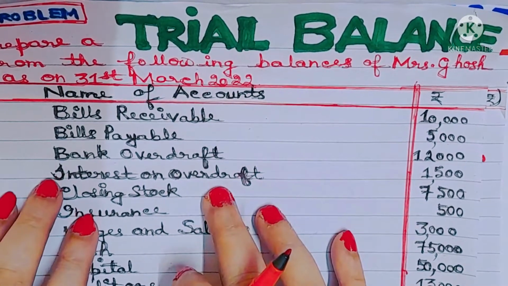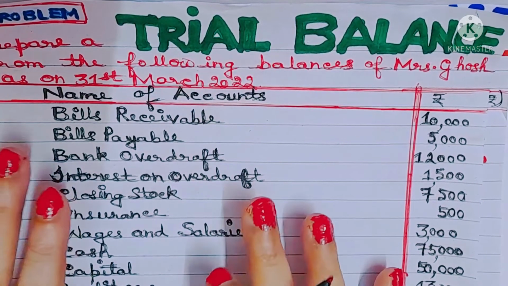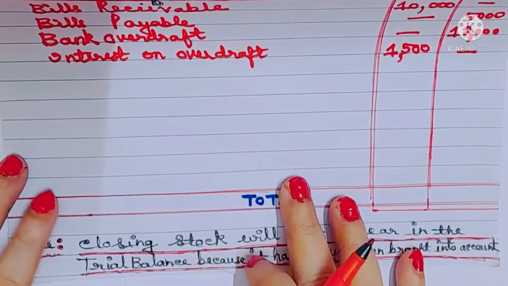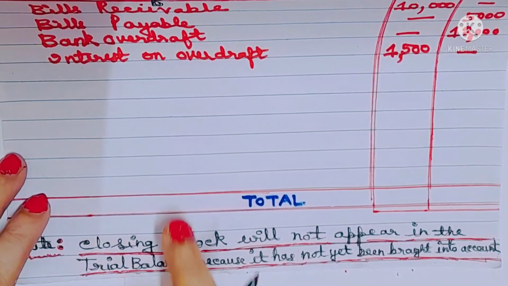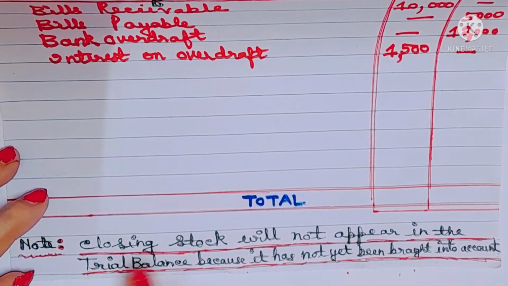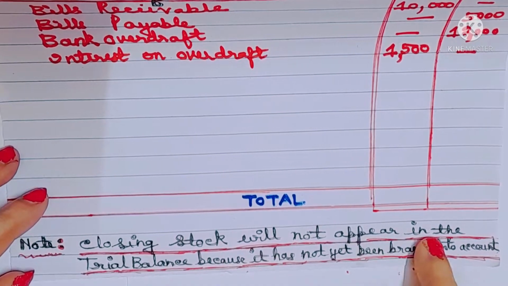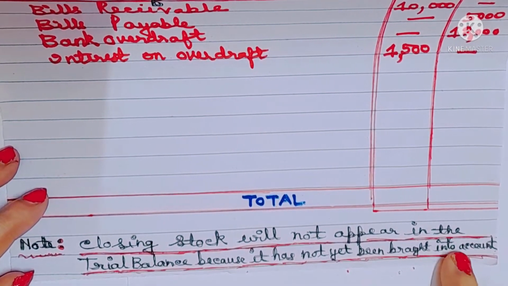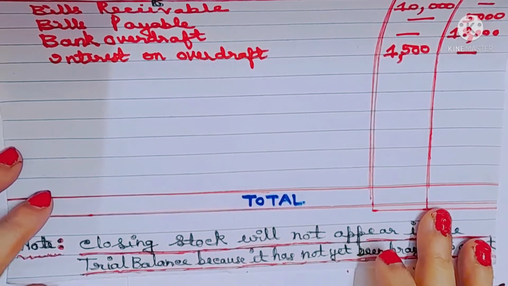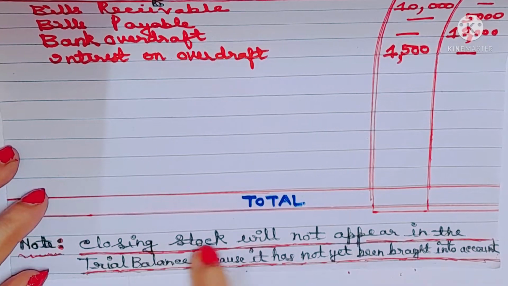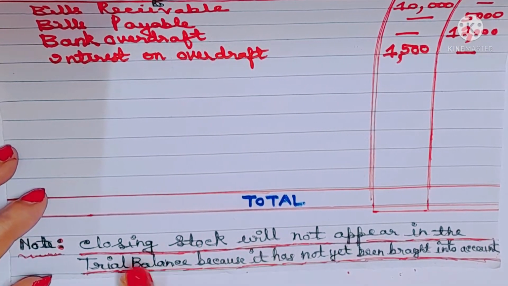So if I write again, the effect will be double. Closing stock will not appear in the trial balance. Instead, we'll write a short note below the trial balance. What will we write? Note: Closing stock will not appear in the trial balance because it has not yet been brought into account. Okay? So closing stock will not appear in the trial balance. Instead, you'll have to write a short note. Understood? This is the way.